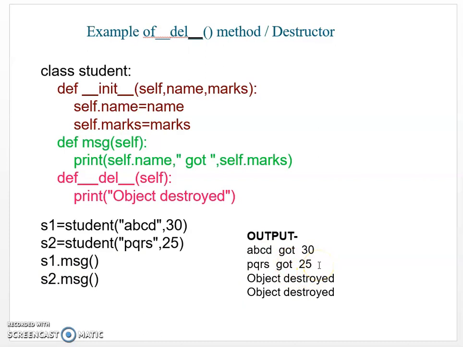Then S1 and S2, both objects, have no further need, so they will be deleted from the memory. That is, the object destroyed message will be called automatically by the Python compiler.